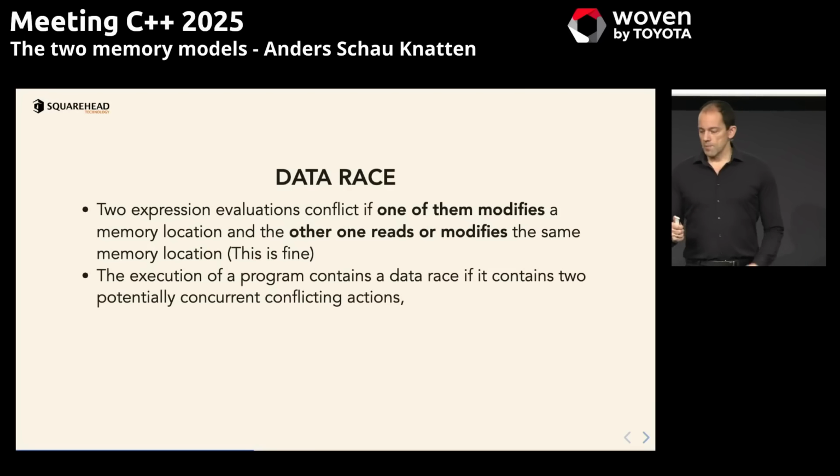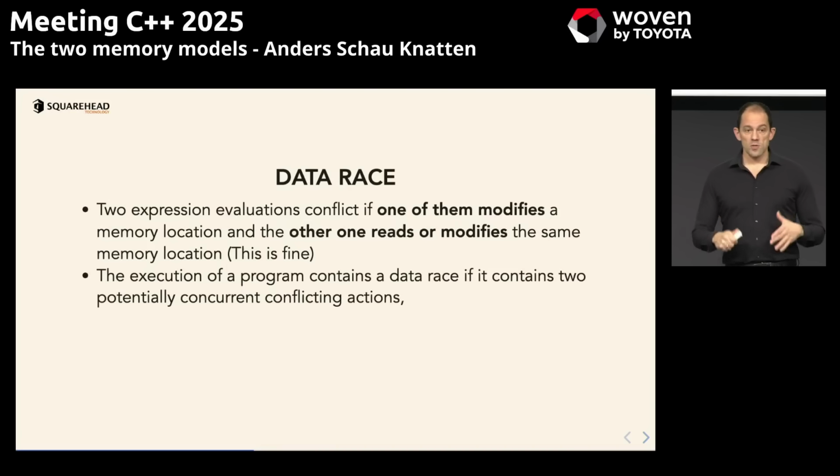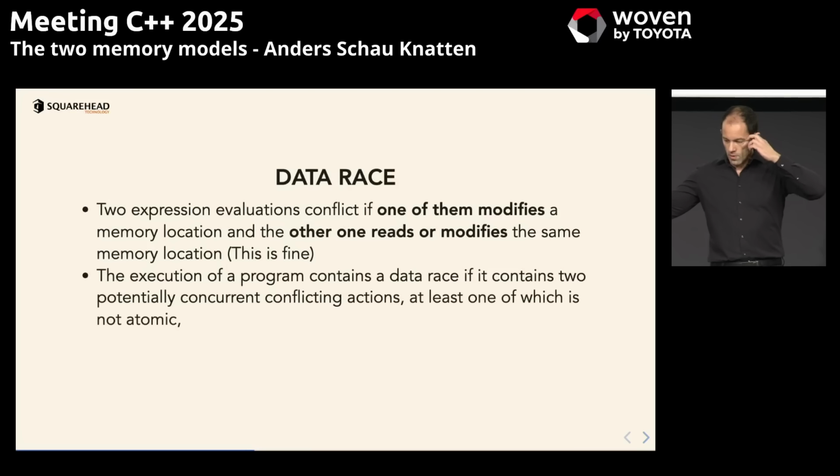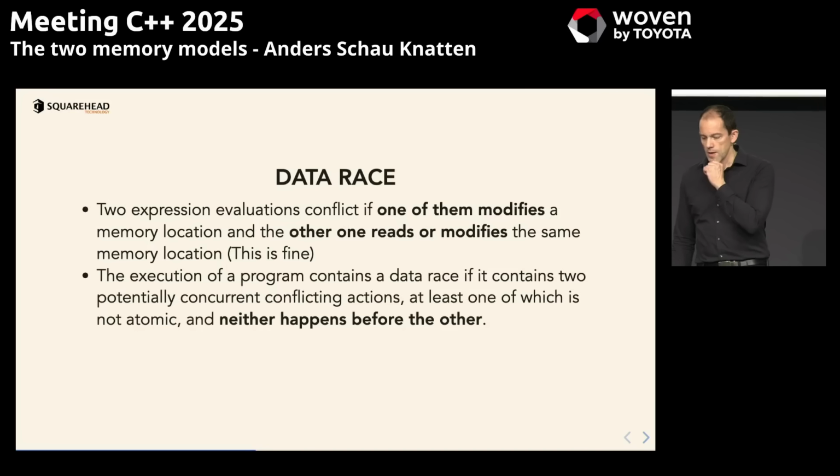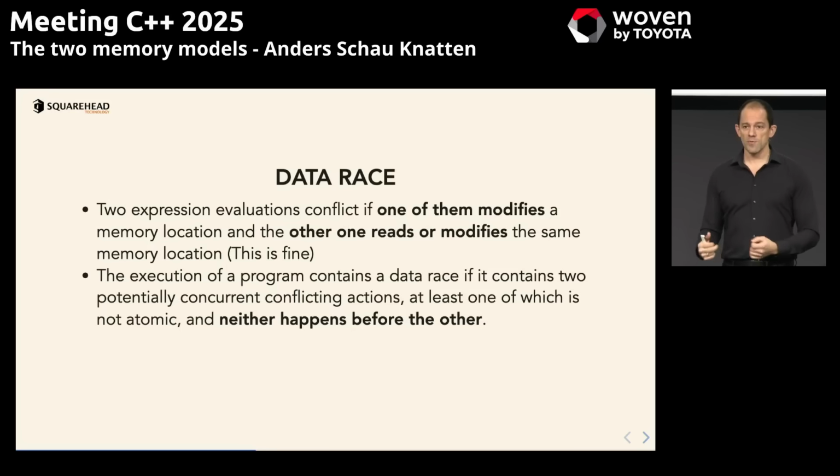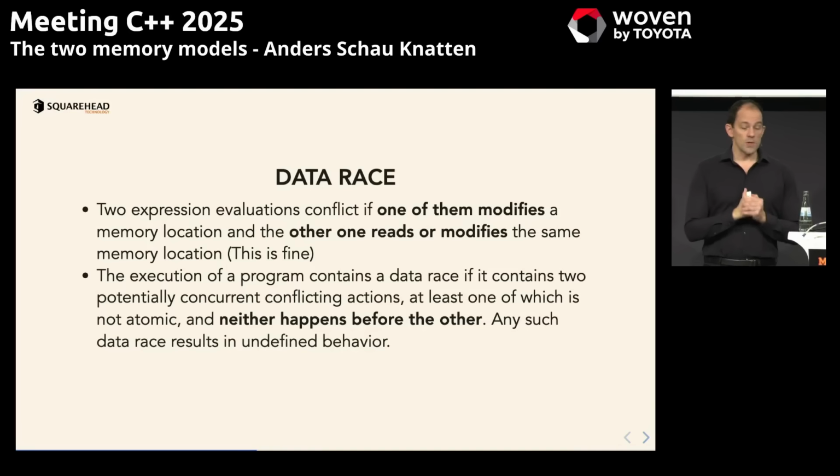But the execution of a program contains a data race if it contains two potentially concurrent conflicting actions. Now you're using the same memory from two threads. At least one of which is not atomic. So the data is not atomic. So it's a bit suspicious what we're doing. And neither happens before the other. So that's the important thing here. Did initialize data happen before use data? If it does, we're good. If not, there's a data race, since they're potentially concurrent, they're conflicting, and neither is atomic. Any such data race results in undefined behavior.